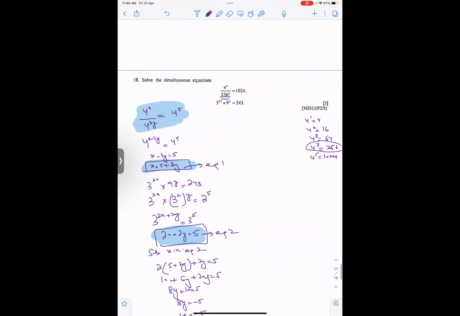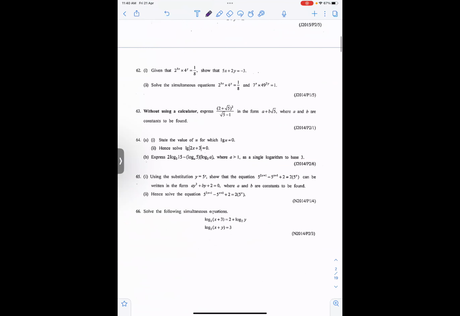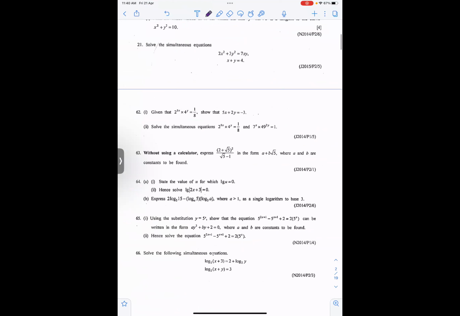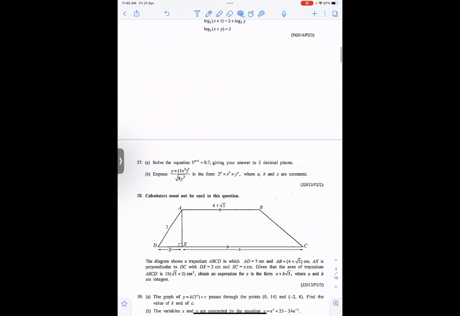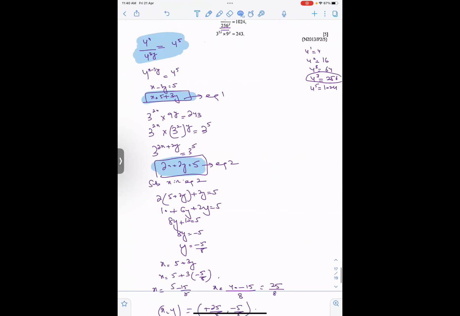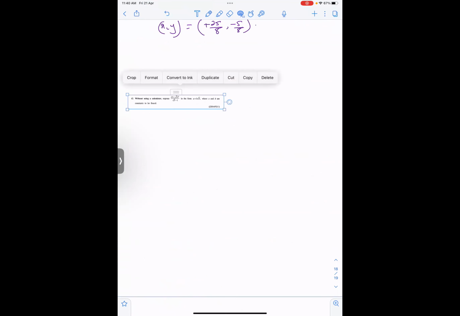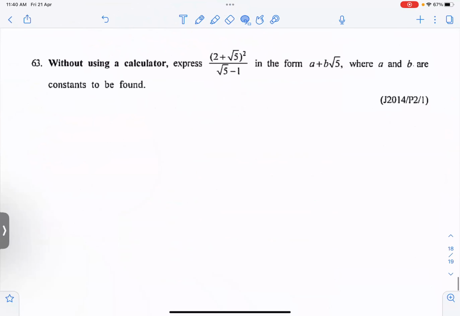I have done one question on indices. I'm doing one question on surds now. I'm doing this one. Without using a calculator, express this in the form this.